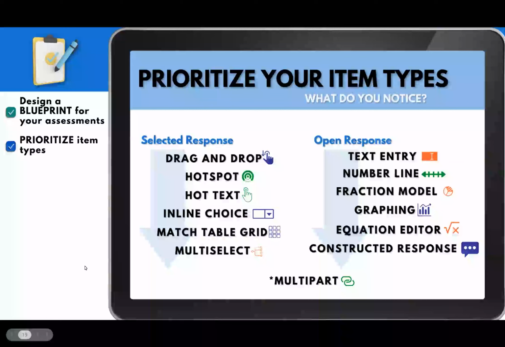So when you prioritize the kinds of item types you want to include purely for the goal of exposing students to new expectations of how they demonstrate their knowledge, you and your team may say, I'm not as worried about hotspot or inline choice because those are still really selective response. And let's be honest, the majority of our students aren't going to have problems with the tech skill side of things. Quick example for that.